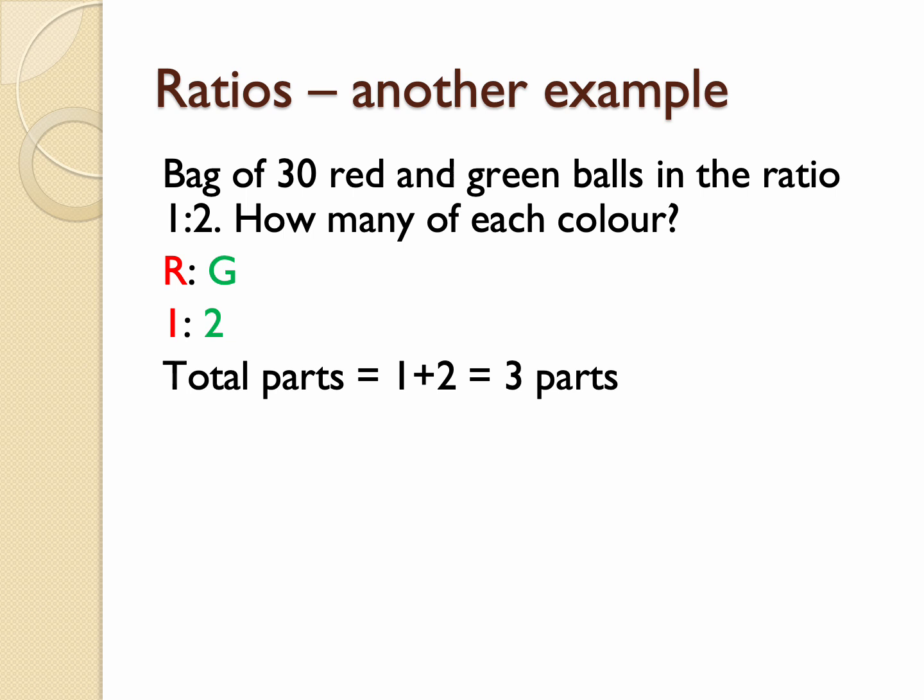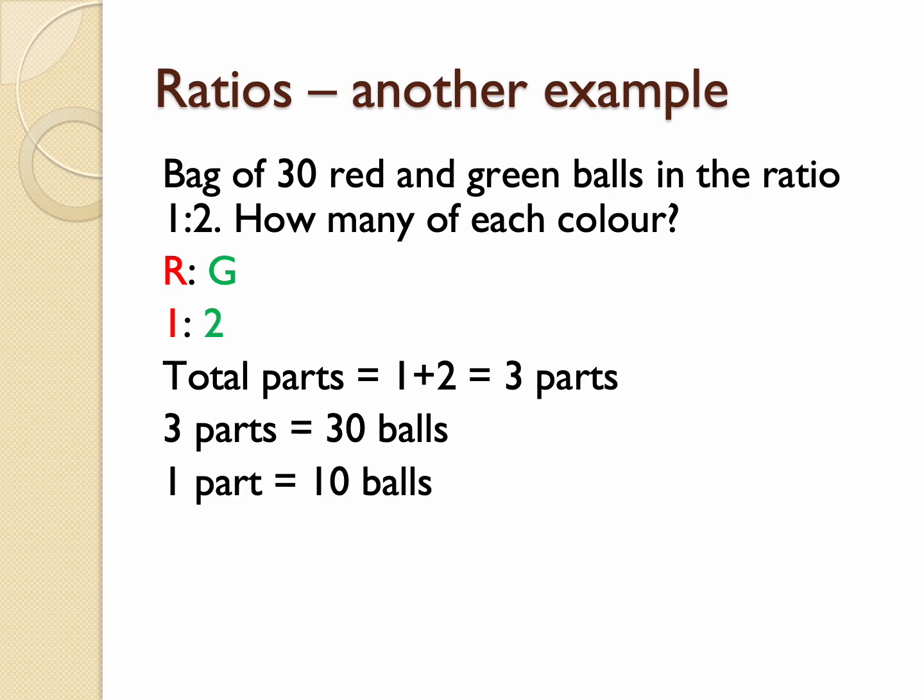So altogether we have 3 parts. And we also know altogether we have 30 balls. So 3 parts equals 30 balls. So we can work out 1 part. As before, we divide both sides by 3 and we get 1 part equals 10 balls. And now that we know 1 part equals 10 balls, we can work out how many red ones there are and how many green ones there are.